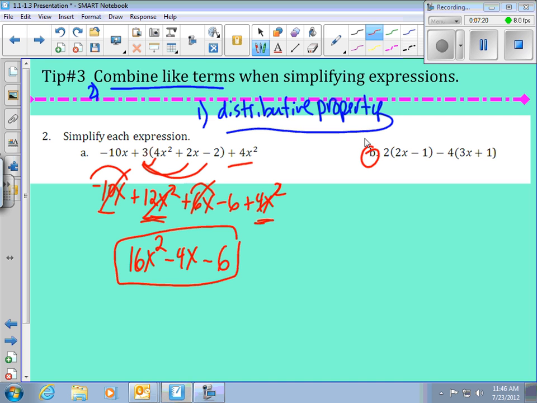The answer to B here is negative 8x minus 6. So you can go ahead and try this one. Make sure distributive property first, and then combine like terms. And this is the answer you should get.